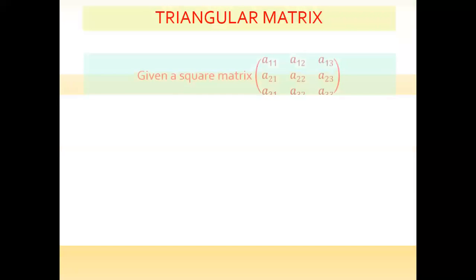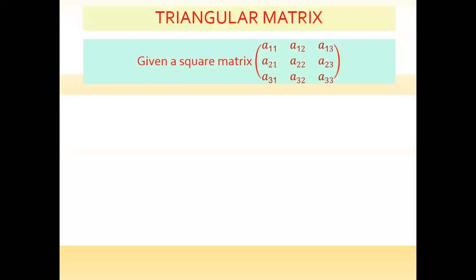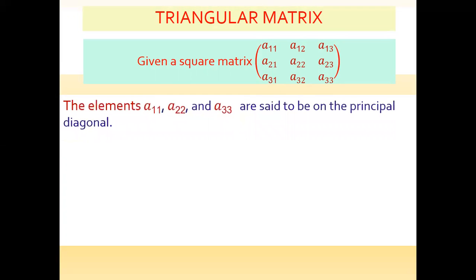Okay, now triangular matrix. Triangular matrix is also born out of a square matrix. So you have to have a square matrix first. So let's assume you have this as your square matrix. Now, the elements A11, A22, and A33 are said to be on the principal diagonal. So this line is the principal diagonal.